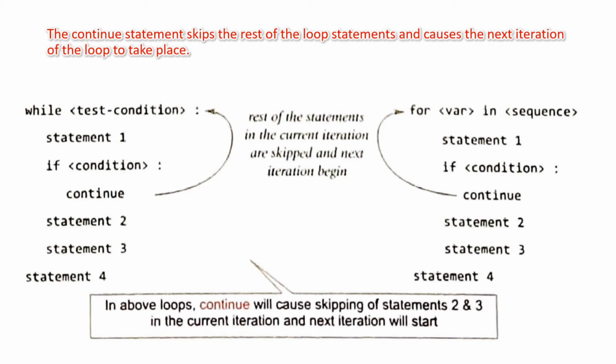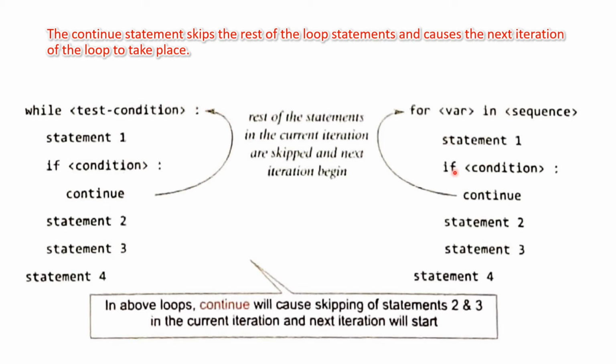Here you can see in the while loop when you are having an if condition and this condition is true, the continue statement will execute and it will skip statement 2 and 3, but the loop will not be terminated, but it will go to the next iteration of the loop.